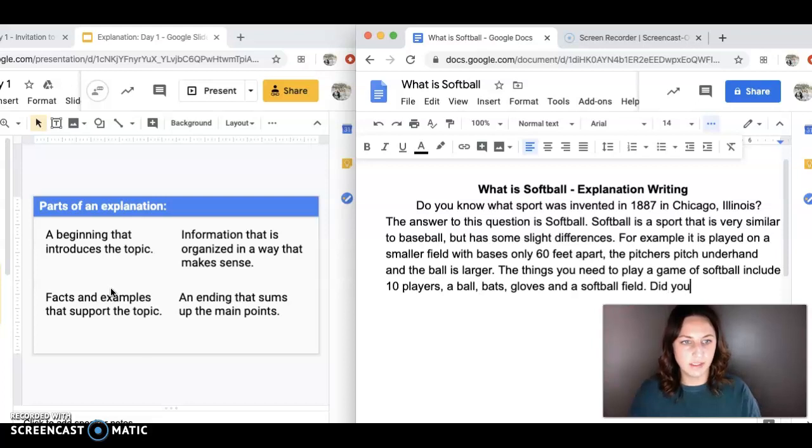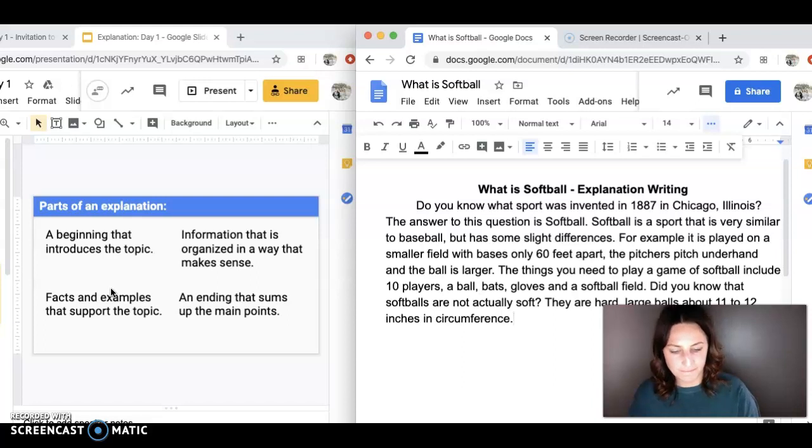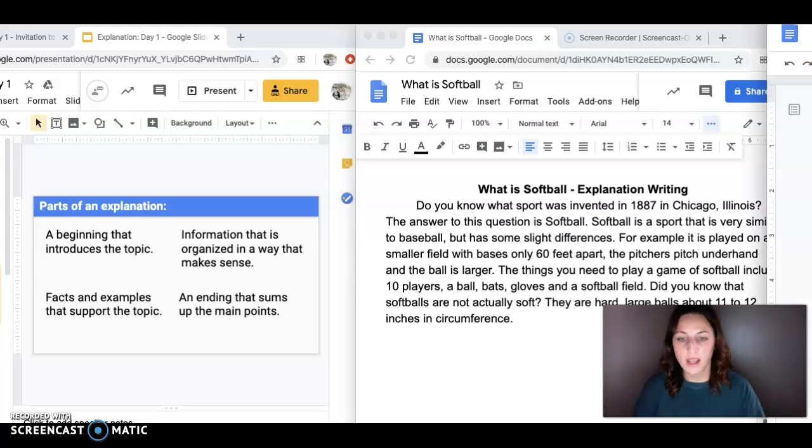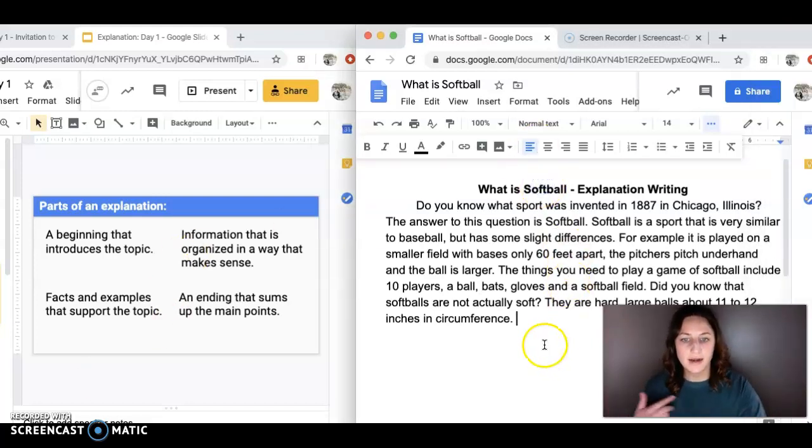Let's see. Did you know that softballs are not actually soft? They are hard, large balls about 11 to 12 inches in circumference, period. Now, at this point, it is a good time to stop, reread what you've written so far, make sure that it makes sense, and then keep going.